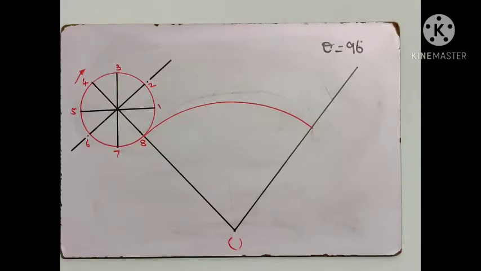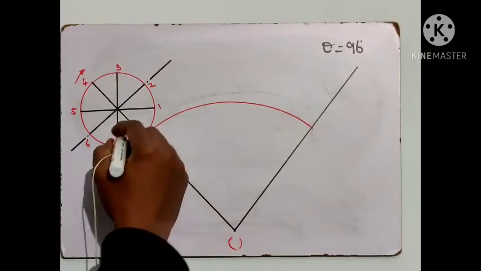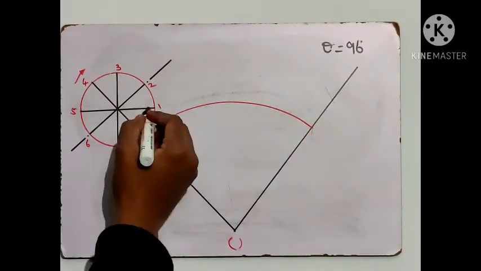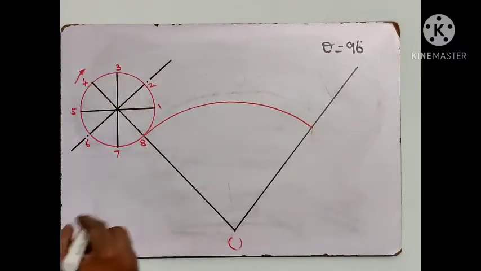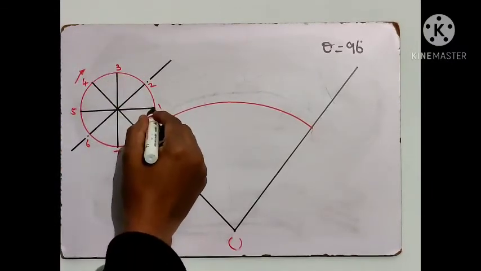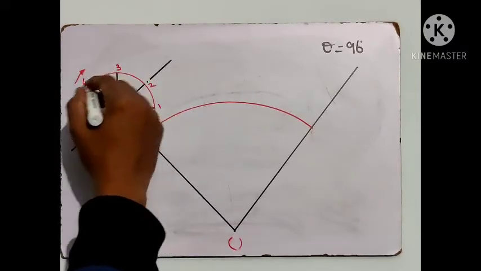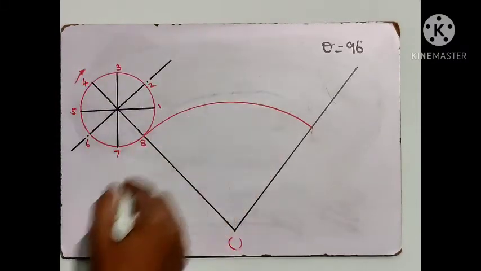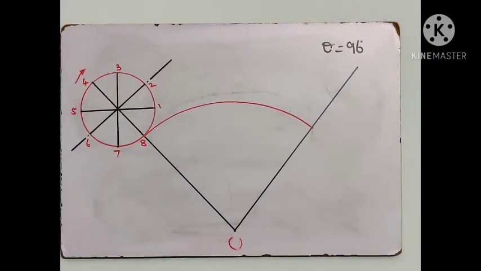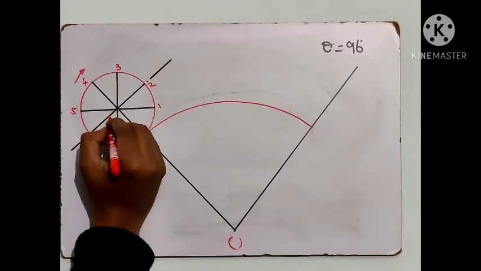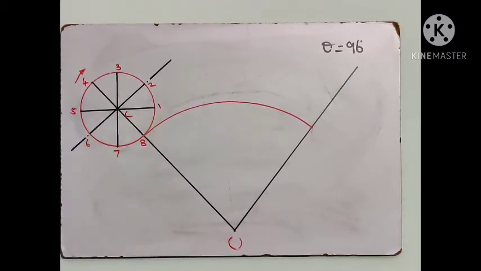So the next step is, keeping over the center, you need to make multiple arcs, one passing through 1, 2, 3, 4. So the arc passing through 1 will pass through 7, and similarly 2 will pass through 6, 3 will pass through 5, and from 4 you need to make an arc. Okay. So I forgot to mention, this is my center C.